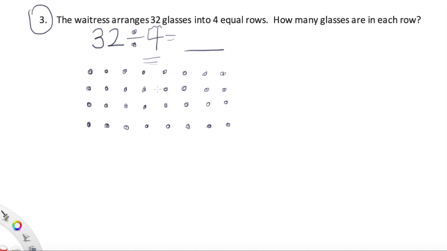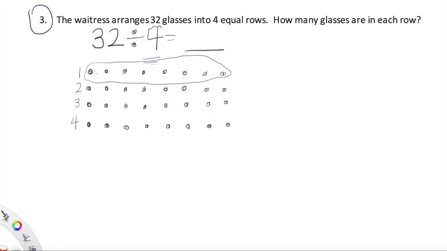And we're done. Great. So I have 32 glasses here. I'll be the waitress, arranged into 4 equal rows. 1, 2, 3, 4 rows. What we need to find out, friends, is how many glasses are in each row.